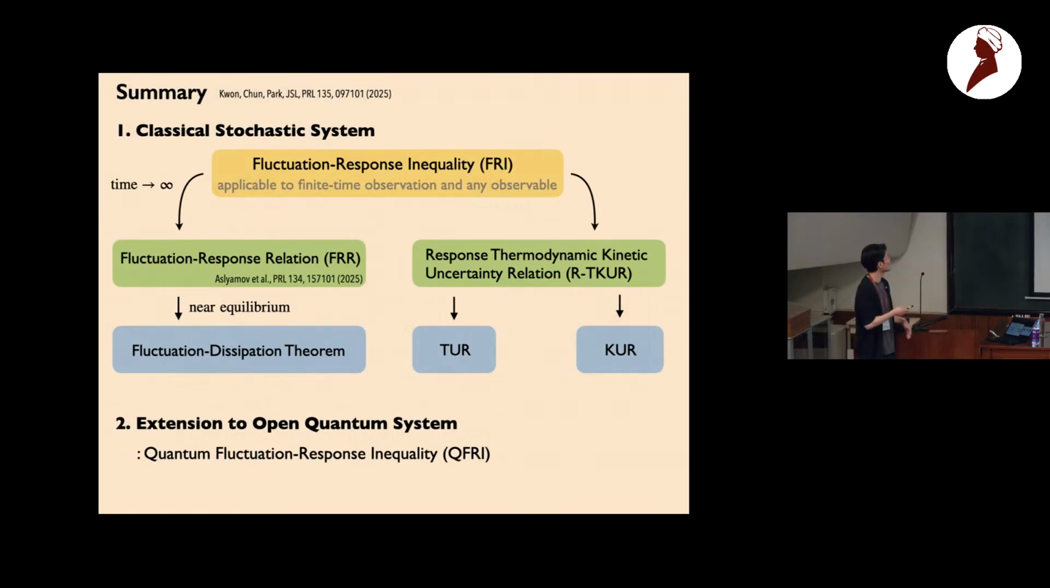Okay, so I talked about this whole story. The main message is that this hierarchical structure is telling us that FDT, TUR, and KUR, this kind of theories, actually have the same origin. And this is what we have found, FRI. And we extend this theory to the open quantum system. So we also found the quantum fluctuation response inequality.